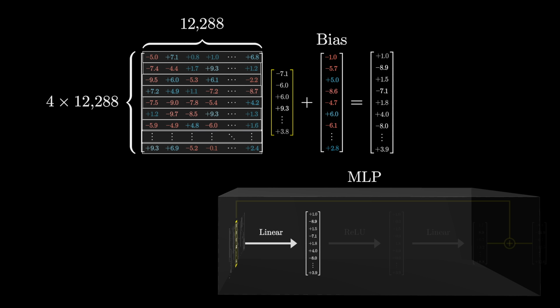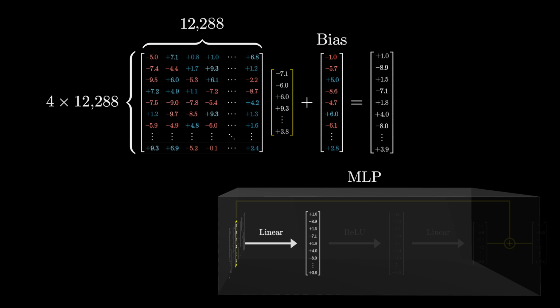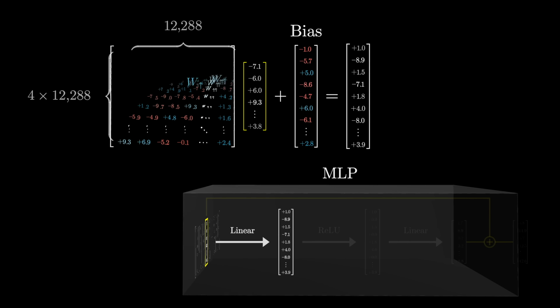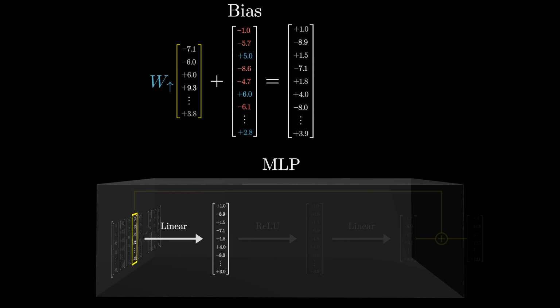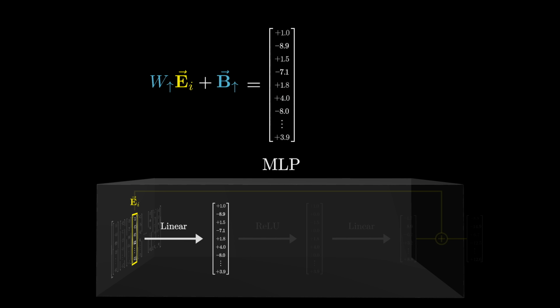Since this matrix full of weights maps us into a higher dimensional space, I'm going to give it the shorthand W up. I'll continue labeling the vector we're processing as E, and let's label this bias vector as B up and put that all back down in the diagram.